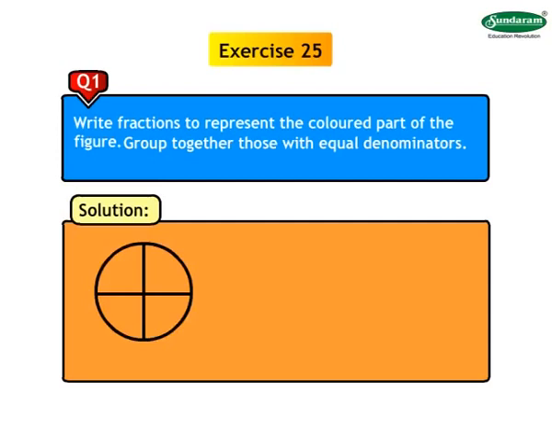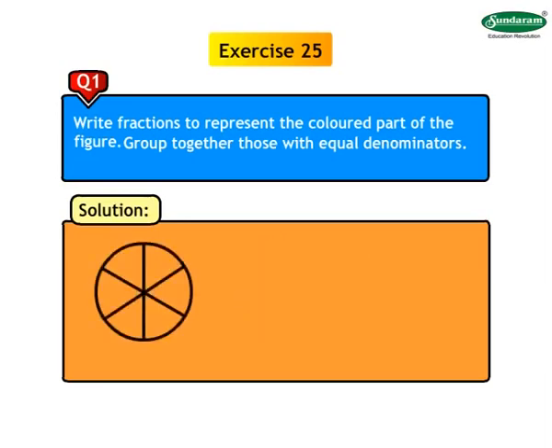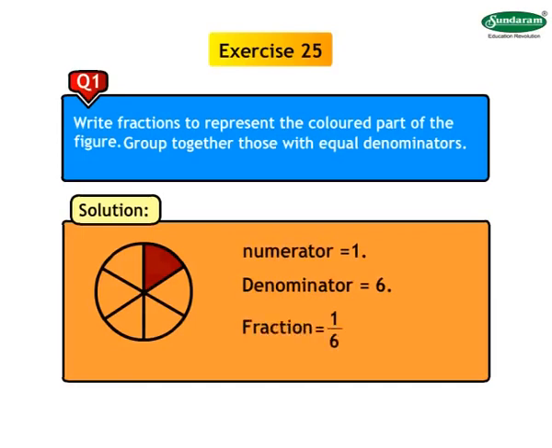In the third figure, 2 parts out of 4 are colored. Thus, numerator is equal to 2, denominator is equal to 4. Fraction is equal to 2 upon 4. In the fourth figure, here 1 part of 6 equal parts is colored. Hence, numerator is equal to 1, denominator is equal to 6. Fraction is equal to 1 upon 6.